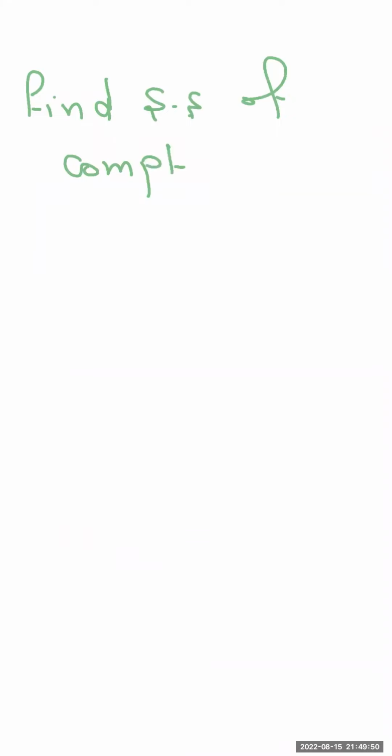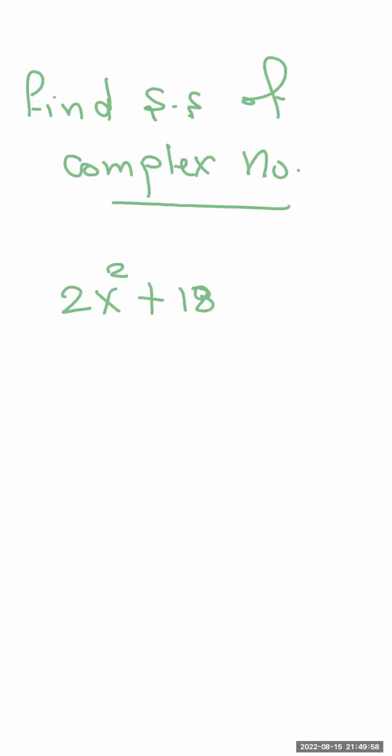Let's solve some examples on equations related to complex numbers. Find the solution set of complex numbers. For the first equation, for example, 2x squared plus 18 equals 0.